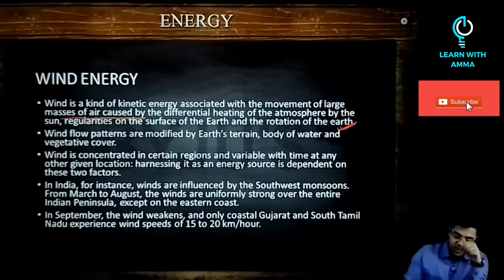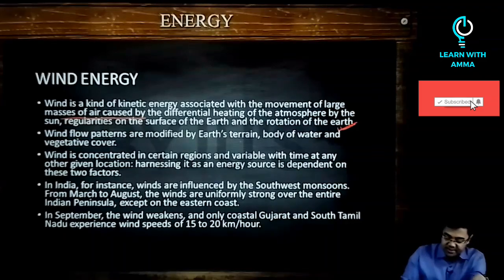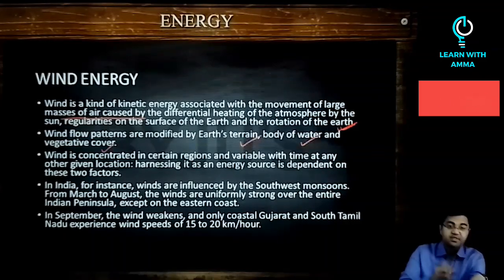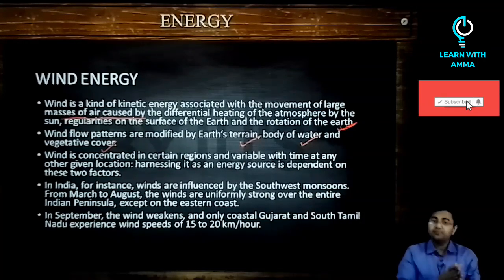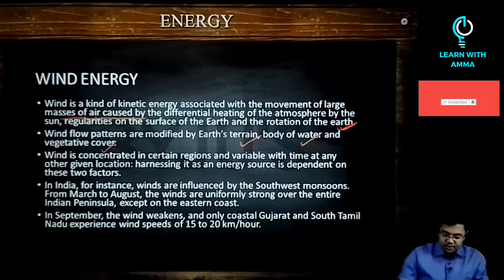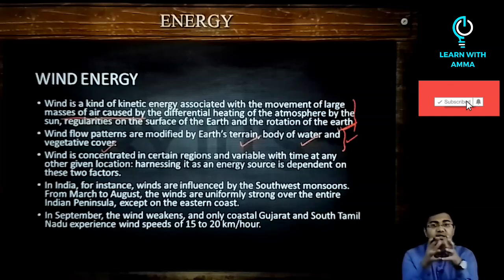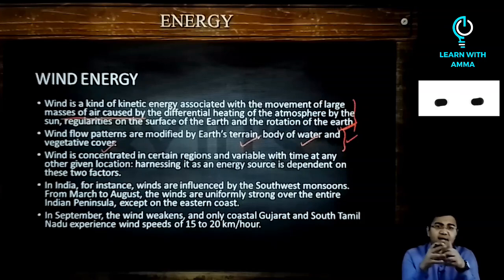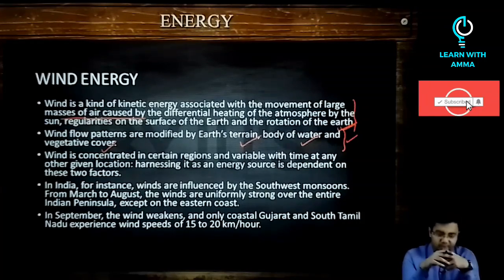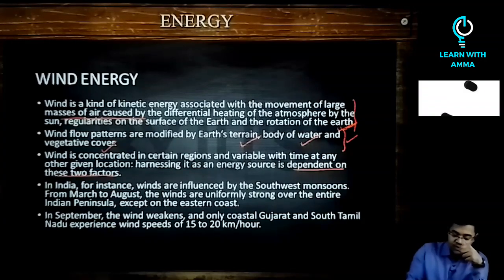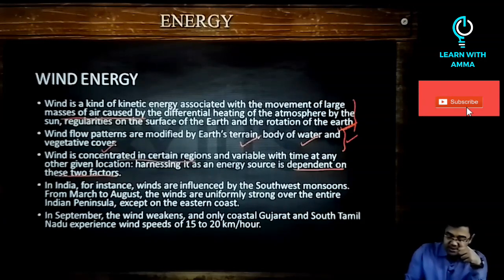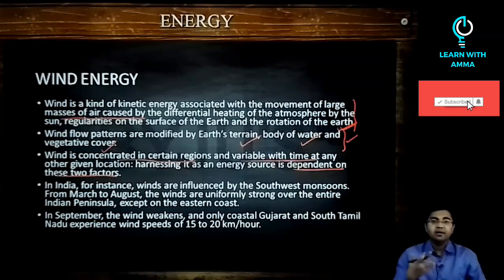Now this wind flow pattern is modified by earth's terrain, bodies of water, and vegetative cover. So you have three different reasons which are causing a difference in the wind flow pattern. So what is wind and how wind is formed, we know. Now, wind is concentrated in certain regions and is variable with time at any given location. So harnessing it as an energy source is dependent on these two factors: the fact that it is concentrated in certain regions and is variable with time.